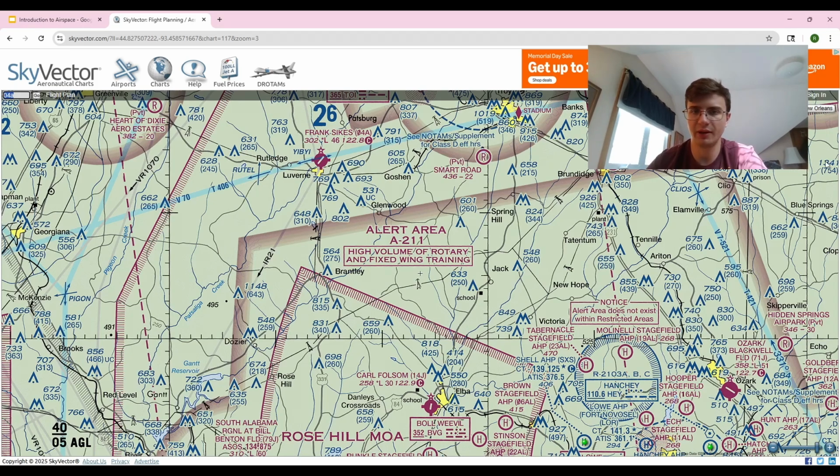So if you can avoid an alert area, especially like if you're going to be flying during a nice sunny day, low winds, you know there's going to be a lot of flight training out in this specific flight area. You want to avoid it.